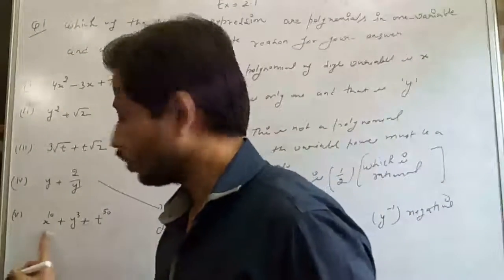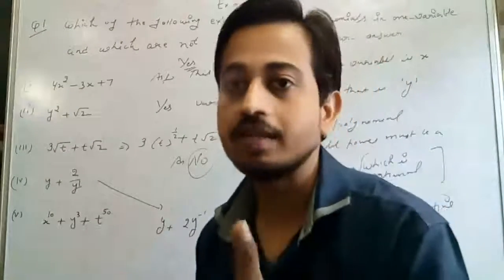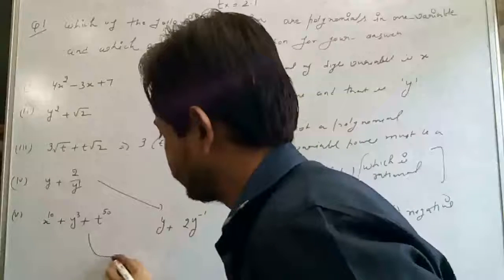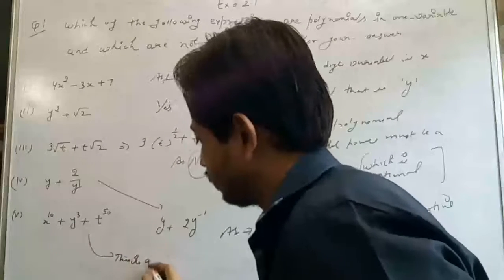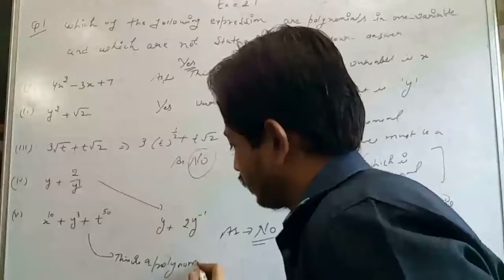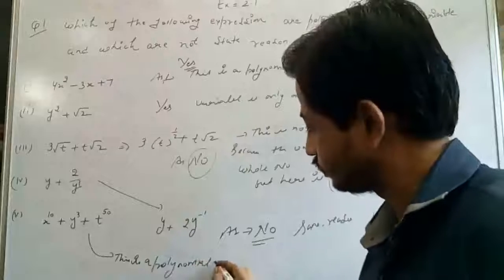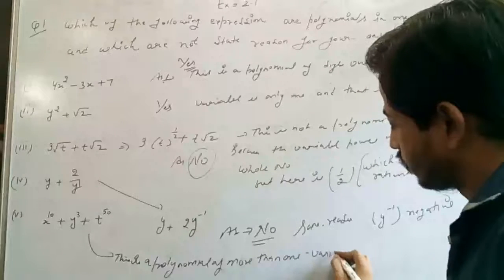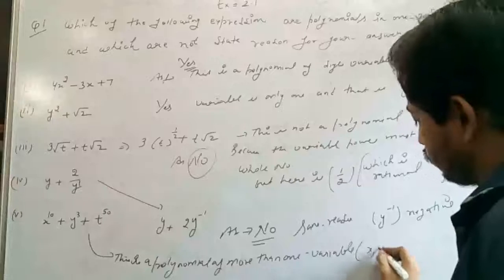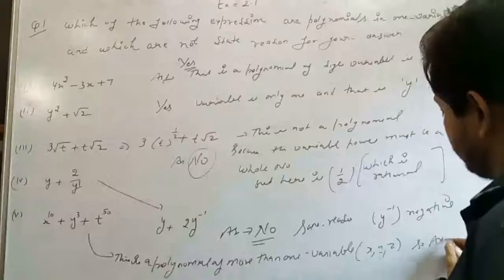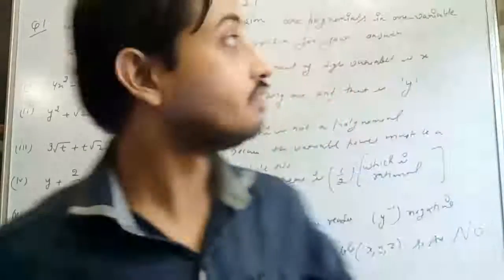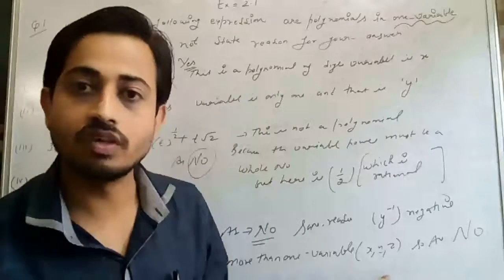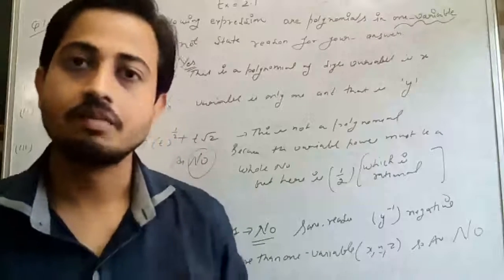Now look at this. This is a polynomial, but not a single variable polynomial, because in this we have x, y and z, three variables. So you can write here, this is a polynomial of more than one variable, that is x, y, z. So the answer is no, because we have to find a polynomial in one variable, but in this we have three variables x, y and z. So the answer is no. Please make a note.